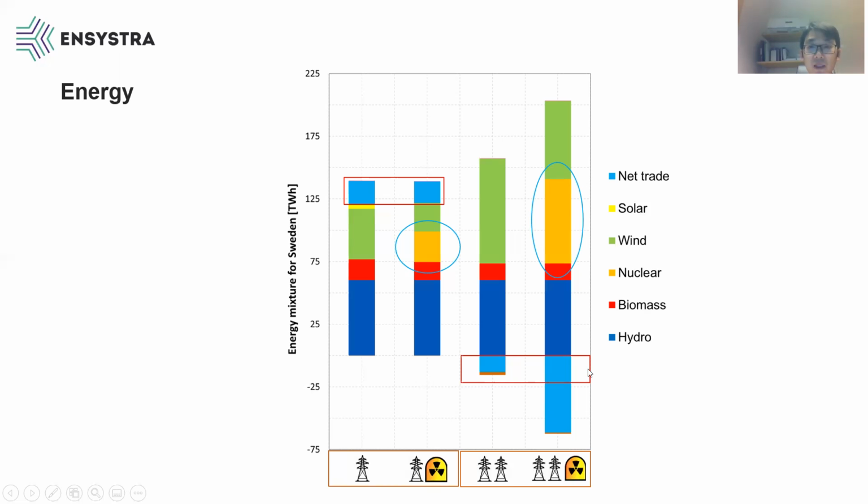By comparing the nuclear energy generation, you can see how the expansion of transmission grids would affect the system components and the trade pattern.